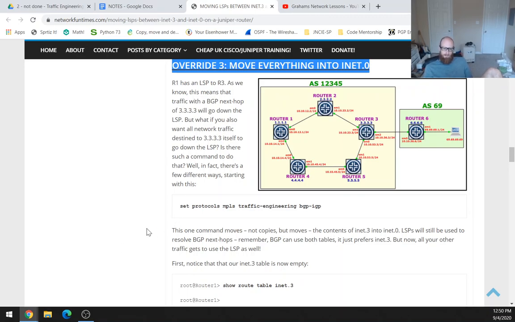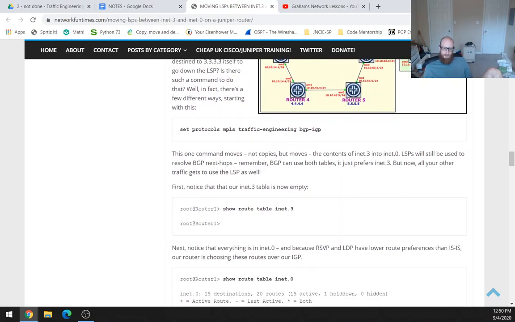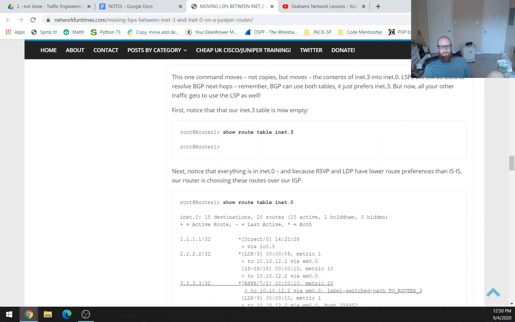First, notice that our inet.3 table is now empty. Next, notice that everything is in inet.0 because RSVP and LDP have lower route preferences than ISIS. Our router is choosing these routes over our IGP.